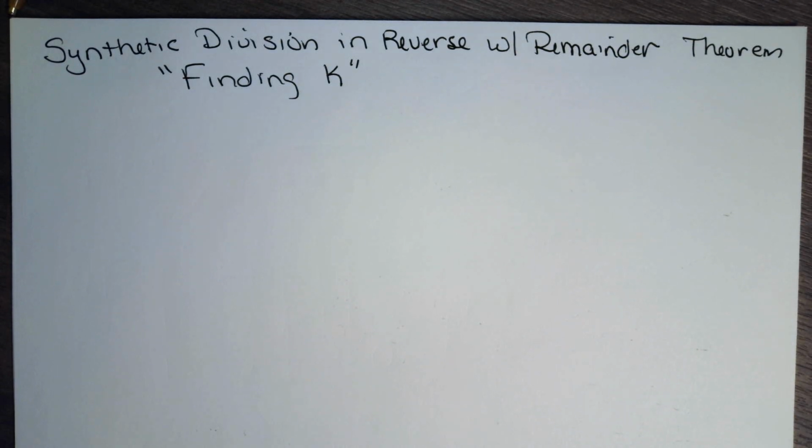Hopefully you caught on to synthetic division. Last week we looked at long division. We started off yesterday with synthetic division, which is a form of long division, but it's just a shortcut method to it. Today we're going to continue that concept, looking at synthetic division in reverse with the remainder theorem. In other words, finding K.